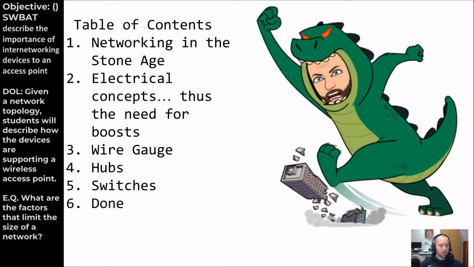And then we're going to go into electrical concepts. These are just things you would need to know for a lesson like this, kind of just need to know why we're using these devices in the first place. Some of them may seem almost senseless to you, but once you learn about how electricity works, then it will come together for you. And then thus that concept of wire gauge will piggyback on that particular point. Then I'll finish the lesson by specifically talking about hubs and switches.